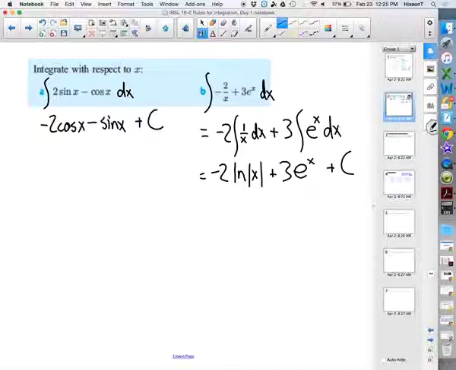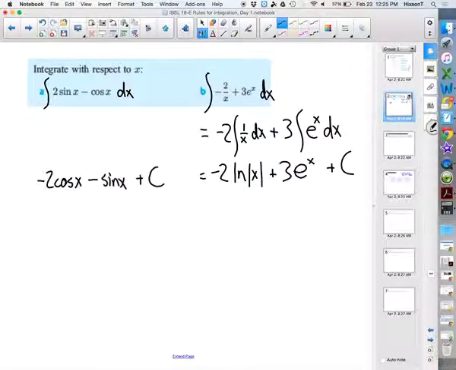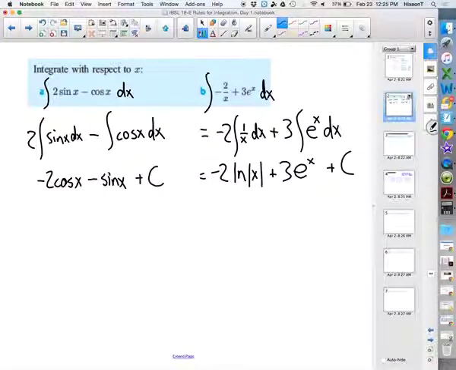For A, you took out the 2 because of the constant. You could have rewritten it as 2 times the integral of sine x dx minus the integral of cosine x dx. So the integral of sine is negative cosine, times 2 is negative 2 cosine, minus the integral of cosine, which is sine. If it helps you to write it out that way, do it. It's better to do a little bit more writing and get it right than to guess at it and get it wrong, especially here at the beginning.